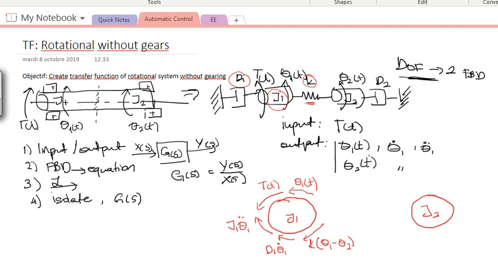Okay, now let's go to the FBD on J2. On J2, you don't have any input forces, right? If you look into J2 here, there are no input forces. The only forces that are there, so I'm going to take another color. Let's say I'll take green.